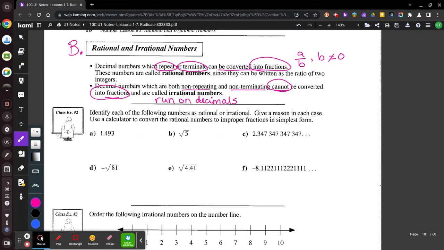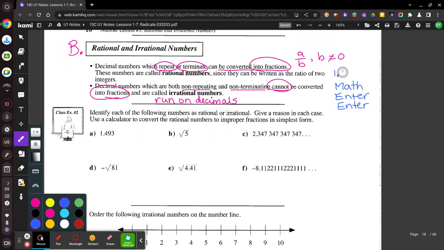Okay, continuing on, we're going to take a look at all these 6 examples below and see what kinds of decimals they are, and if we can convert them into fractions. So in our calculator, to convert numbers into fractions, what we do is we hit our math button and then enter. Of course, we have to put the fraction number in first, or the decimal number. So if I put my decimal number in first, I would go 1.493, and then I would hit math, enter.